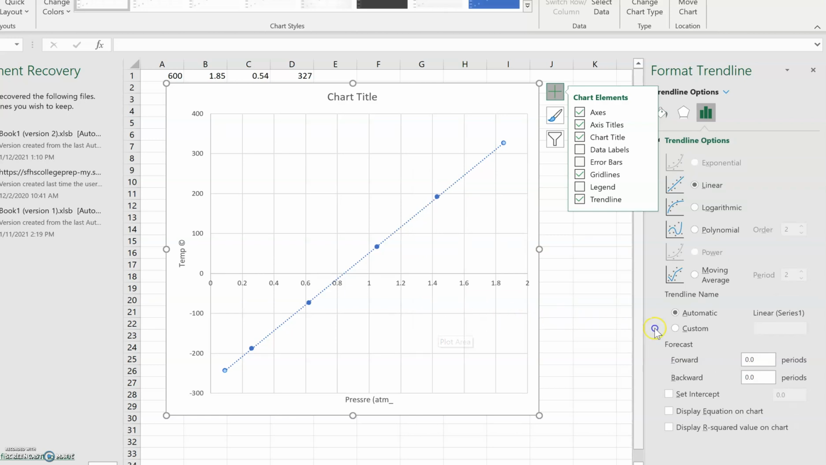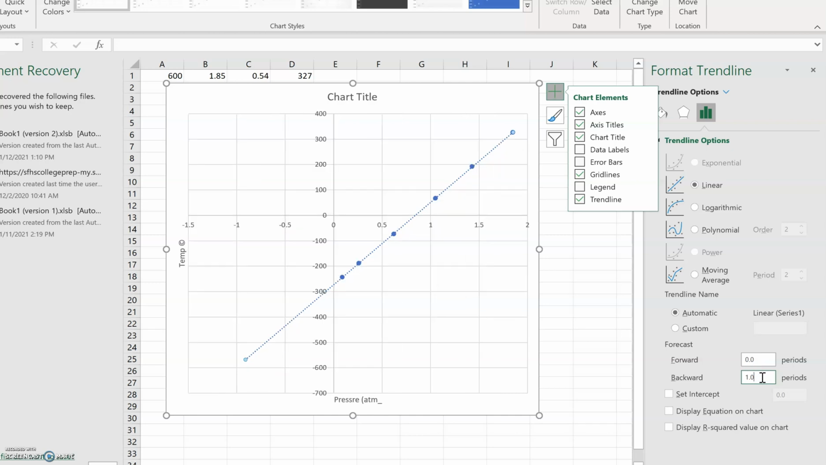The first is that we're going to go down here to forecast, and we're going to ask the graph to extend this backward 1 period. 1 period means one entire unit. So of course an entire unit is pressure in atmospheres. So it's going to regress this 1 atmosphere. Look what it does. Now it extends 1 whole unit back past the origin. So we can see where our graph intercepts the y-axis, and this corresponds to what our data tells us would be the temperature at 0 kelvins if we were capable of getting there, which in this graph is -273.